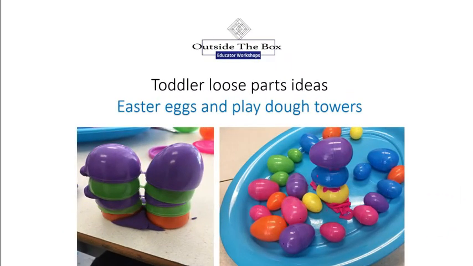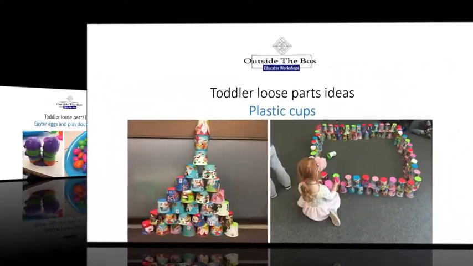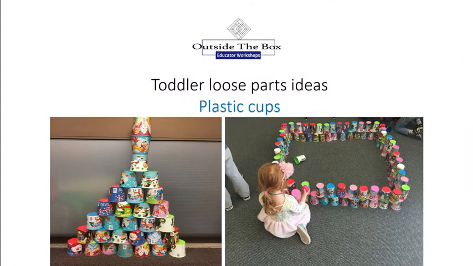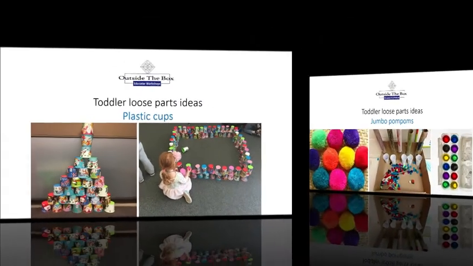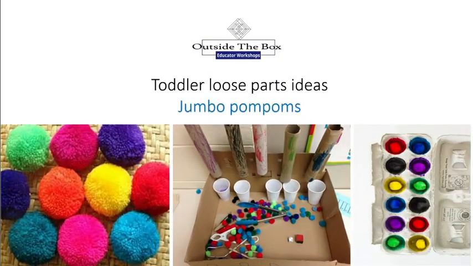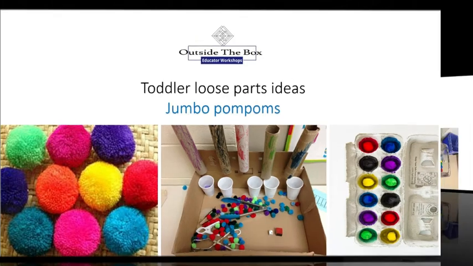You could also use Easter eggs and Play-Doh to make towers, or some sturdy plastic cups to create towers and forts. We all know how much toddlers love building towers and then knocking them down. How about using jumbo pom-poms, egg cartons, and paper towel rolls?